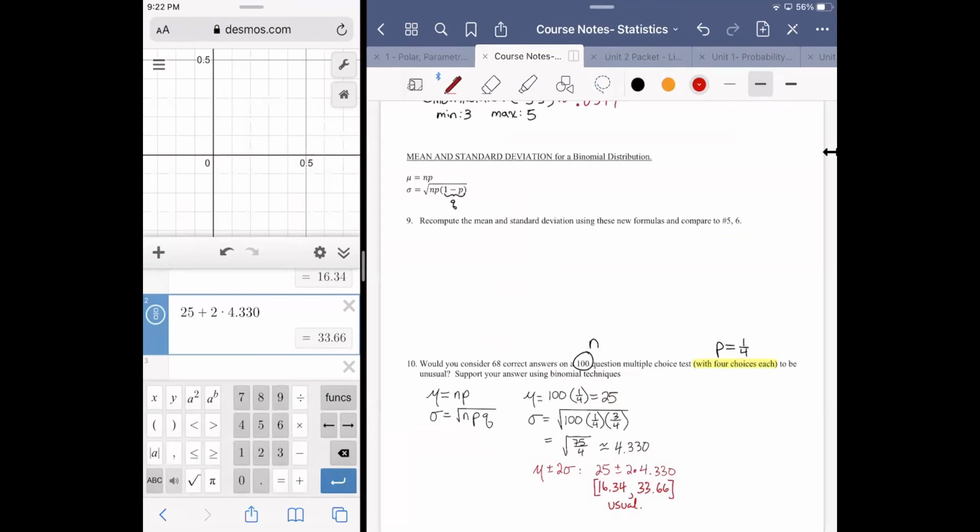This is what you would expect under ordinary circumstances. If you guessed on every one of the questions, you can expect to get somewhere between 16-ish and 33 or 34 questions right. So would I consider 68 questions right unusual? Yeah.